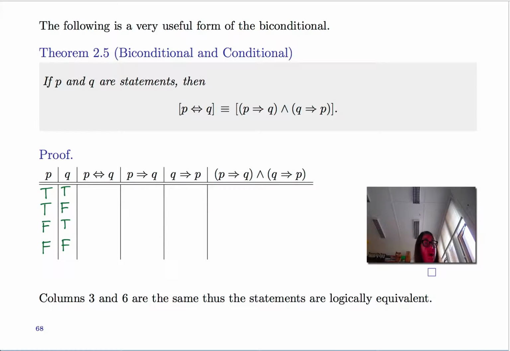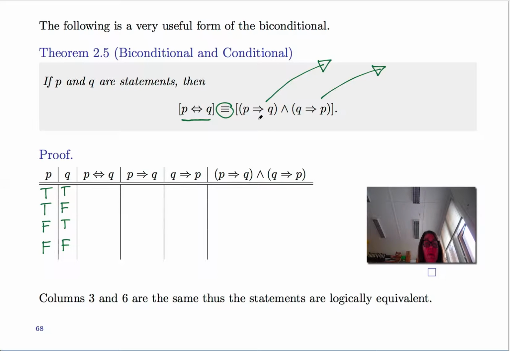Okay, you'll recall that I left you Theorem 2.5 to finish at home, and so I'm just going to give you the filled-in slide for that theorem now. So what the theorem is saying is that if you have this biconditional statement, P if and only if Q, this is logically equivalent to P implies Q and Q implies P both being true.